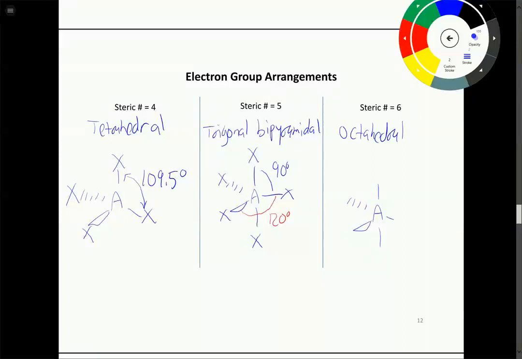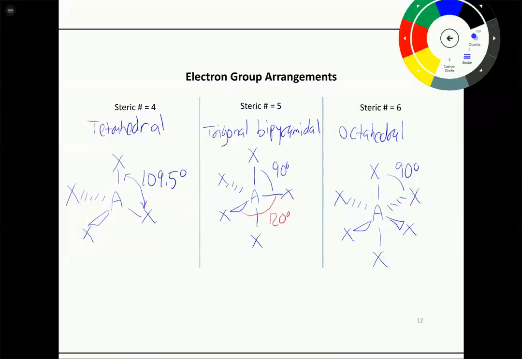So octahedral can be thought of as a square plane, so we have 4 x's arranged in a square, and then again 2 apical positions that would go into and out of that square plane. But we still have only one bond angle in this case, 90 degrees. Every atom is 90 degrees from the next closest one to it. So those are the only bond angles we have for an octahedral case. So those 6 basic arrangements are the electron group arrangements.